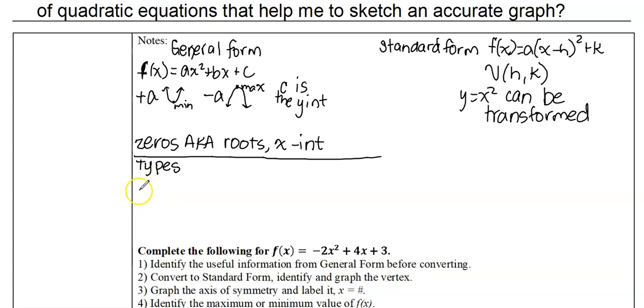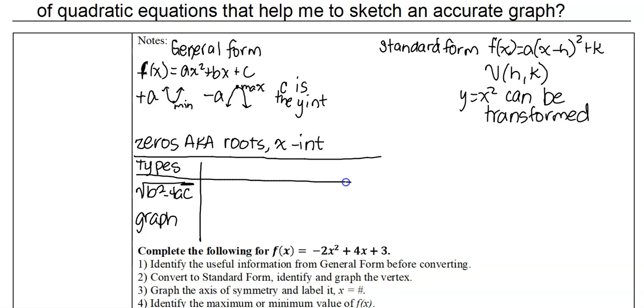I want to talk about the square root of b squared minus 4ac. That tells us some information about our x-intercepts or our roots. So I'd like to talk about the types of roots that the discriminant, which is what that's called, creates, and then what the graph looks like. So let's look at the different types.